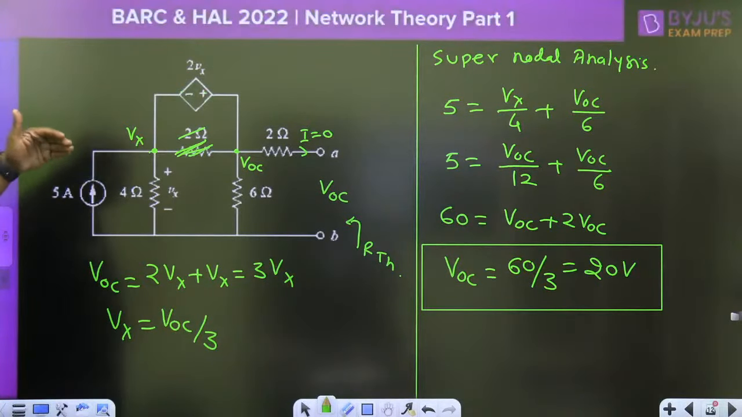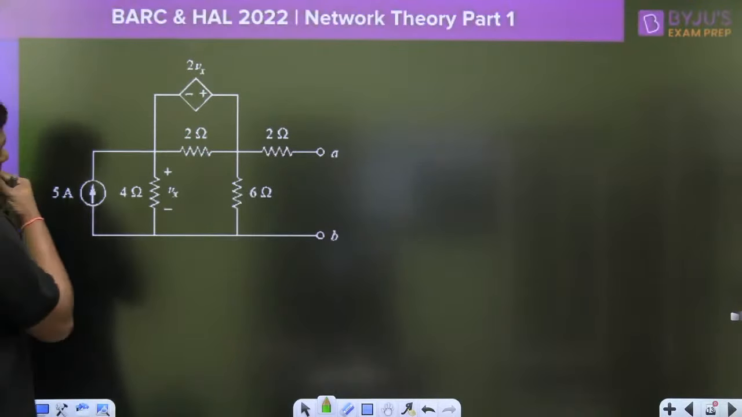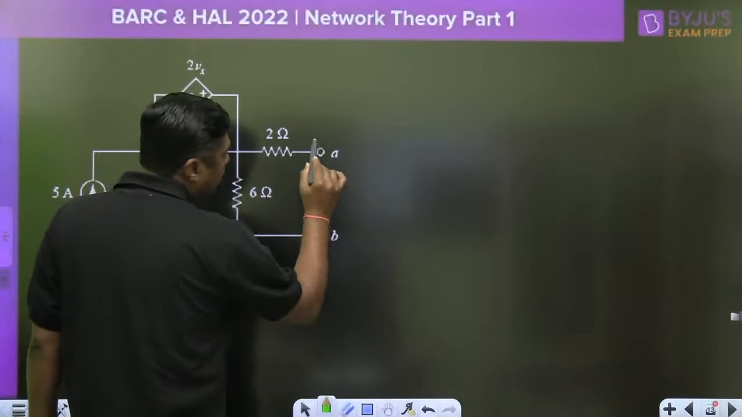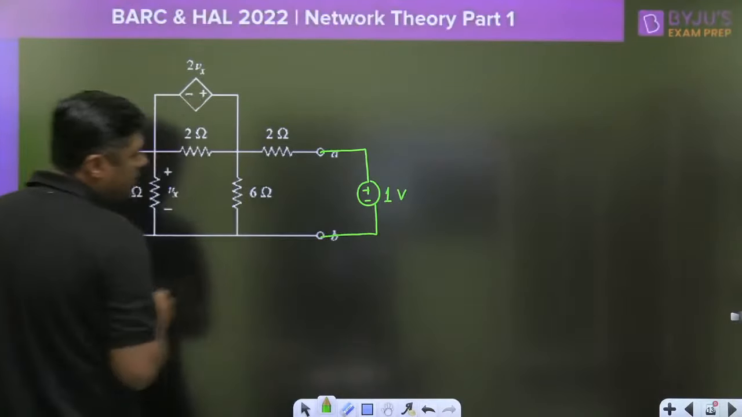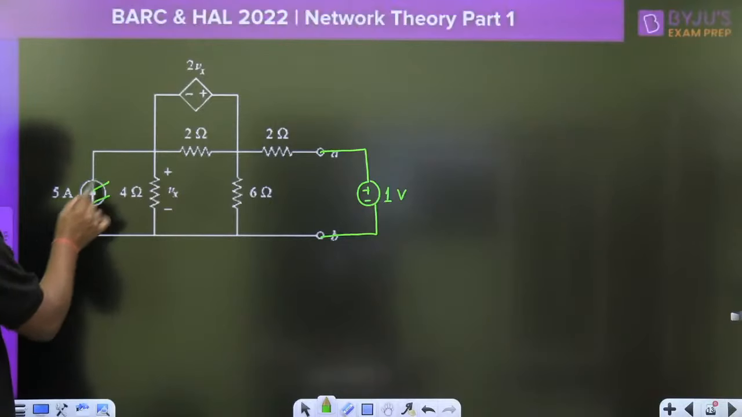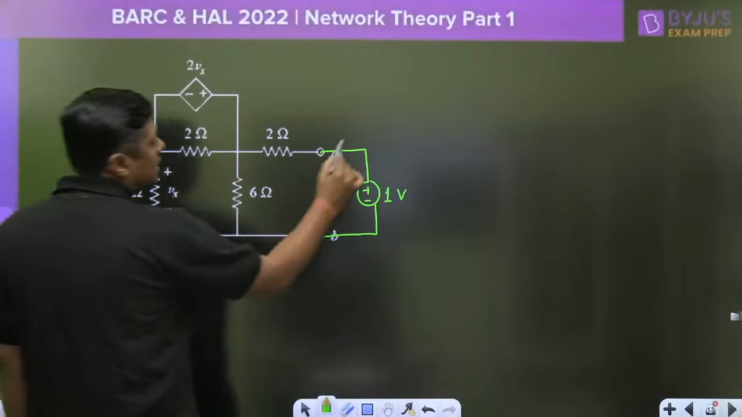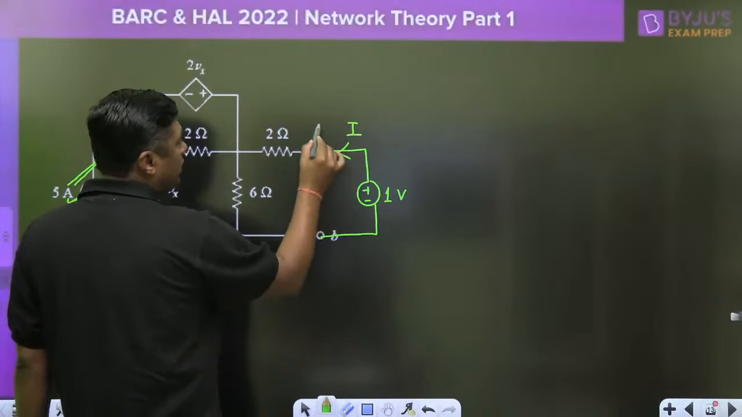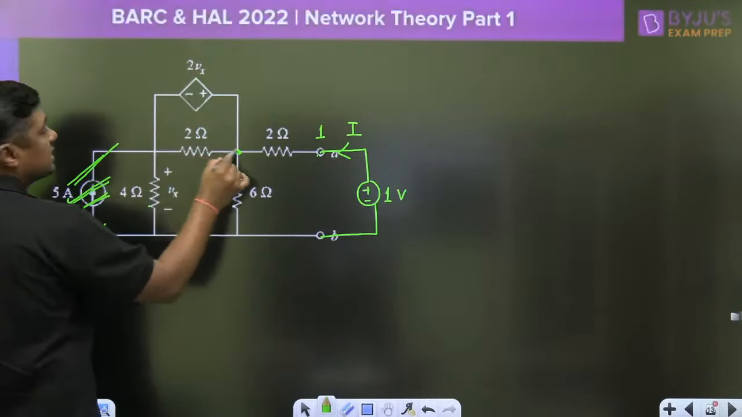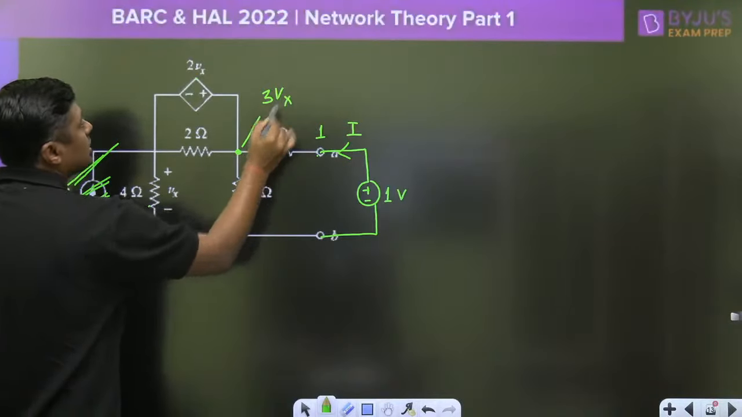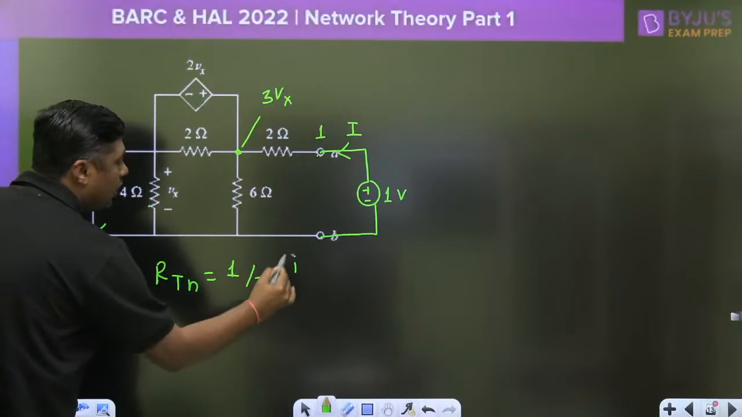How to calculate the RTH in this case? Very simple. Now try to understand: you can connect a 1 volt battery here. Always remember, when we are using this method, you have to remove this voltage source. It will act as open circuit. Let this be the current I. Voltage at this point will become 1 volt. Voltage at this point will become 2Vx plus Vx, that is 3Vx. And RTH is always 1 by I.